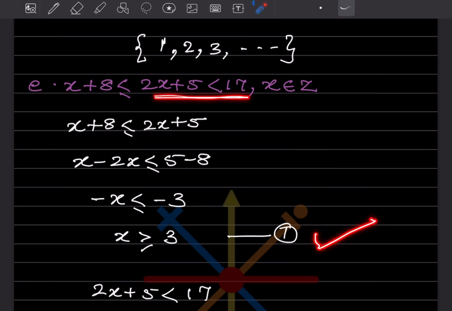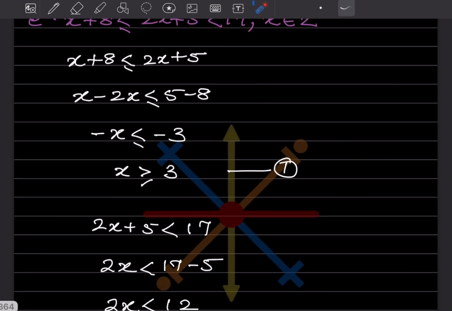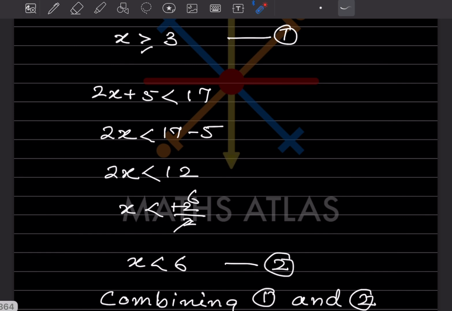Now we will take this second part. That will be 2x plus 5 is less than 17. So this as it is, plus 5 will be minus 5. So 2x is going to be 12. So x will be here, so this will get divided by 2. So this will be x less than 6. So we'll consider this as equation number 2.